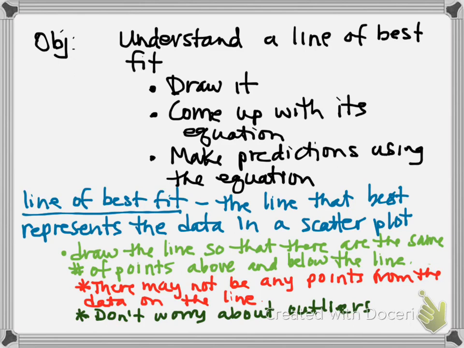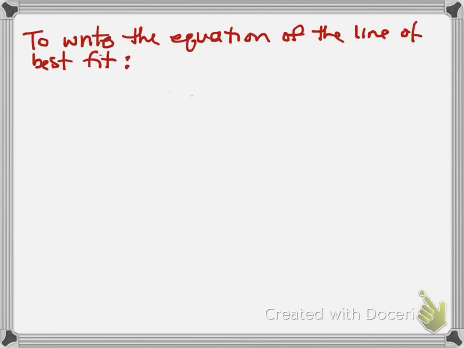Okay? Next, how do we write the equation of the line of best fit? You're drawing a line. It may not pass through any points in your data. It may pass through 2 points. It may pass through 3 points. It may pass through 18 points. I don't know. It just depends on the data. So how do you write the equation of a line?